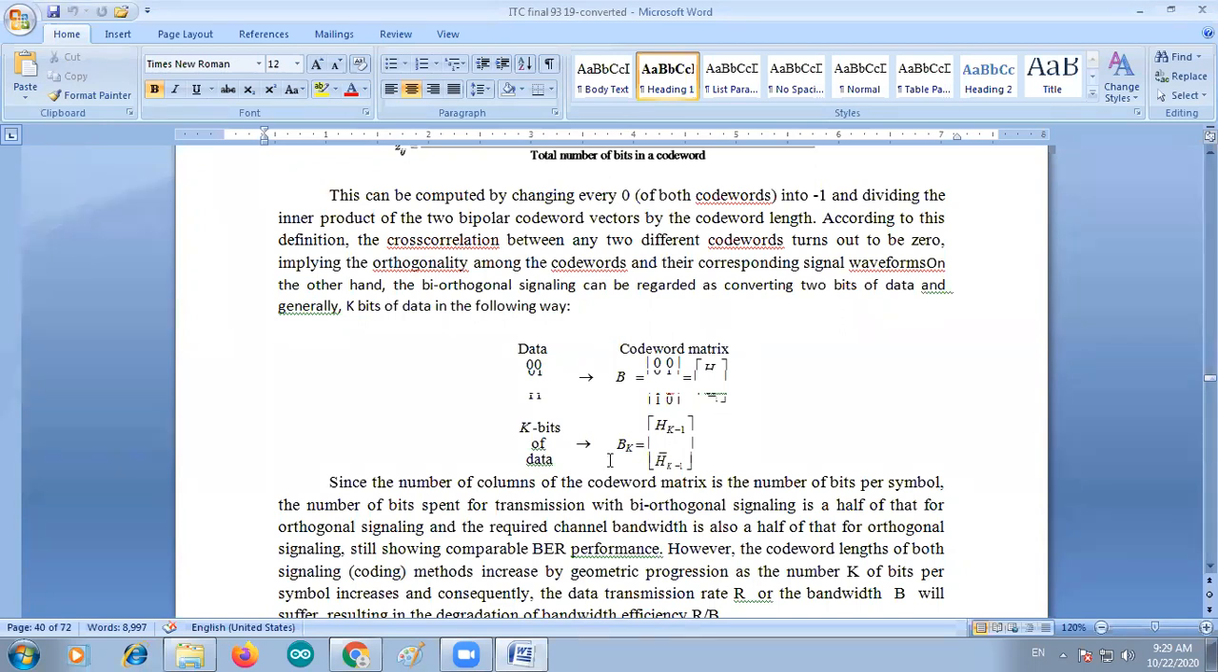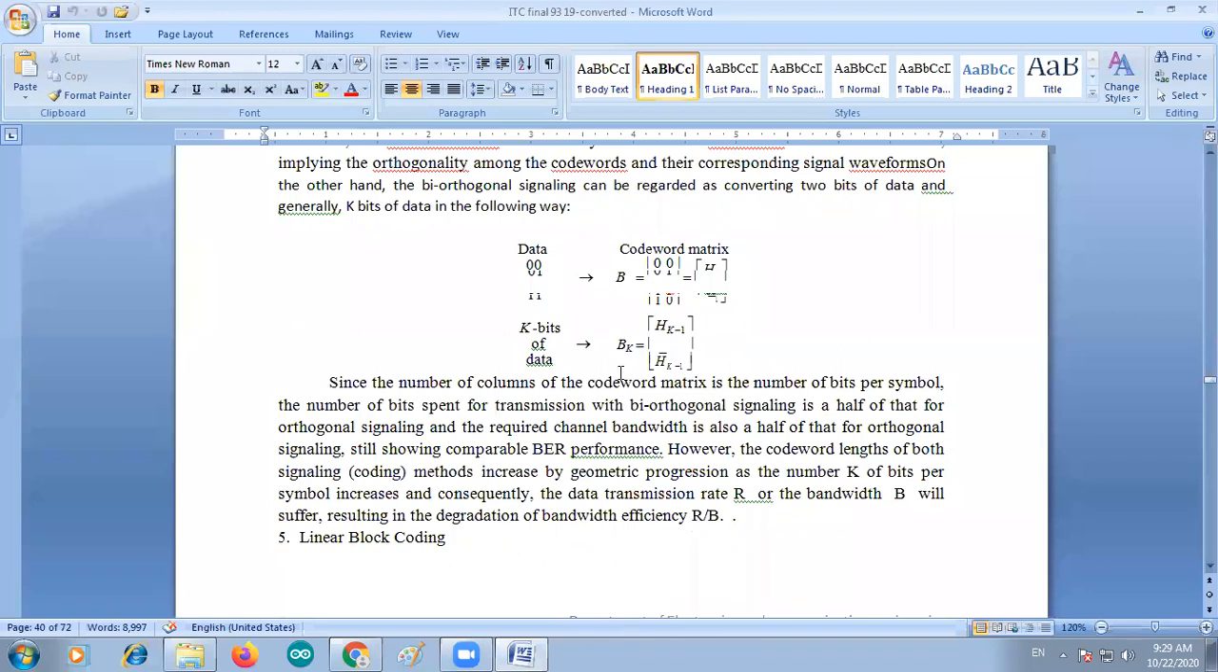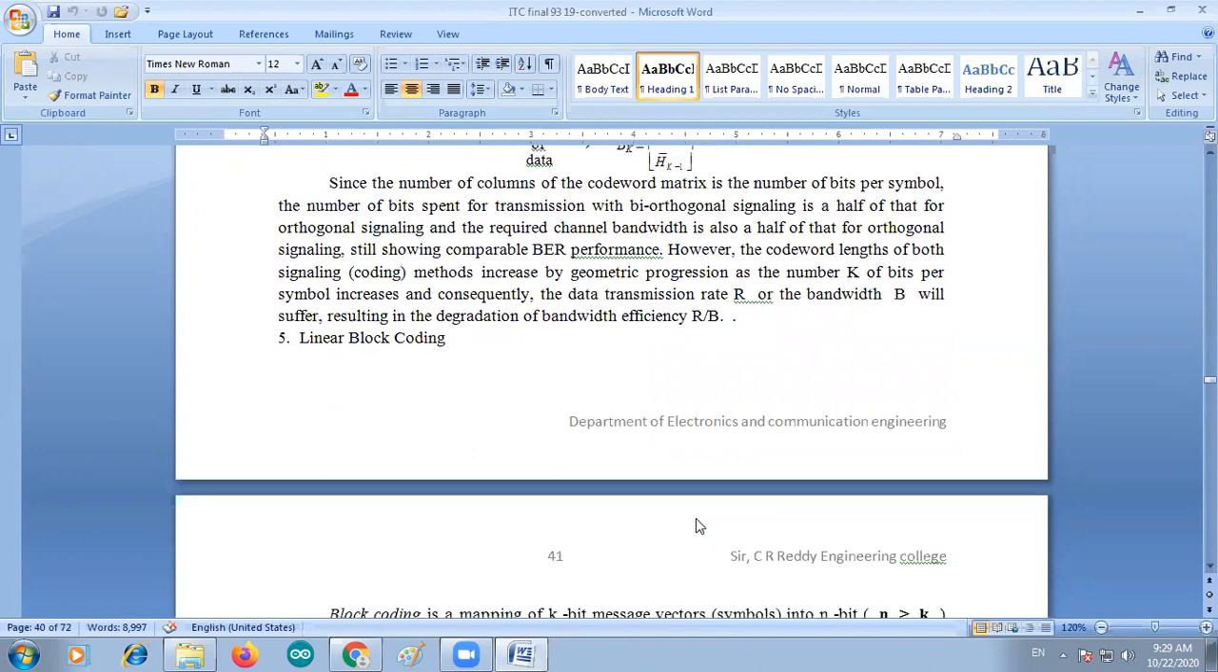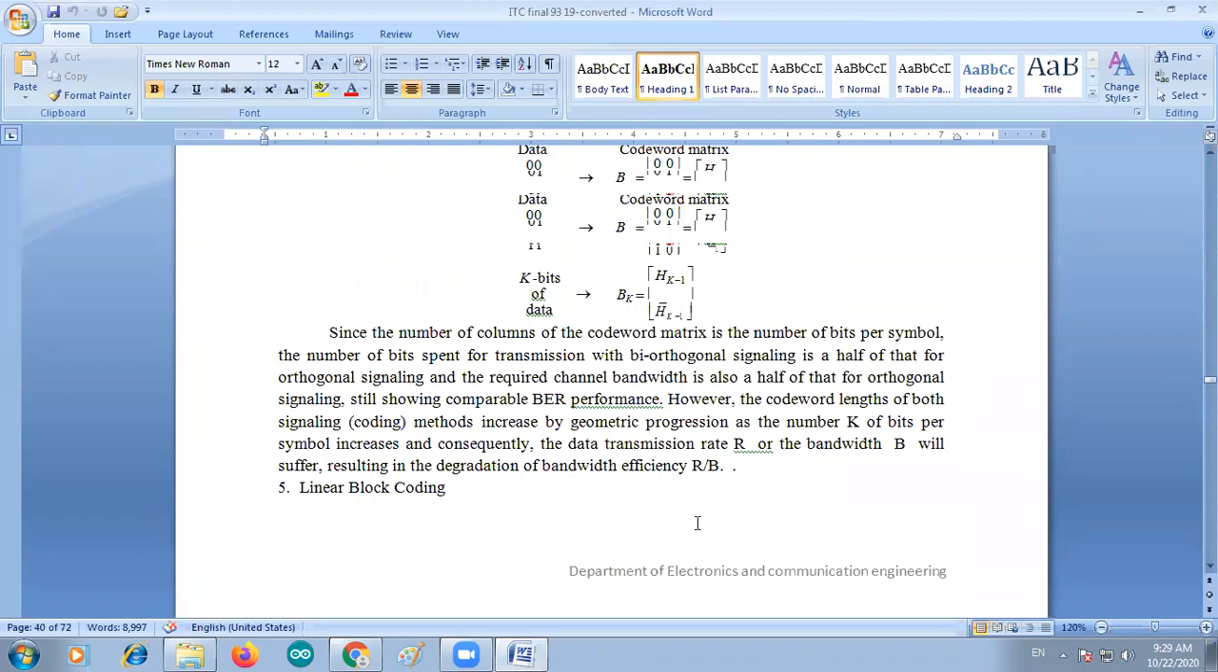B of K, biorthogonal, stands for B of K minus 1 and B of K minus 1 bar. Likewise, the size of the matrix is reduced in the biorthogonal.